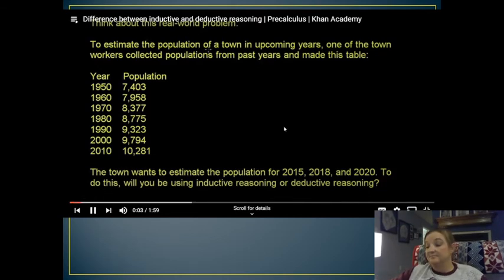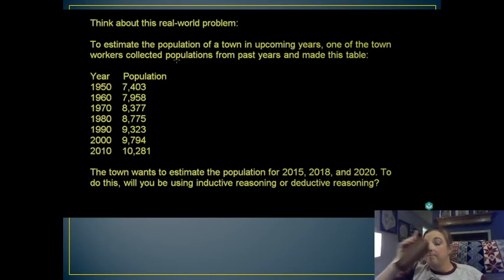Think about this real-world problem. To estimate the population of a town in upcoming years, one of the town workers collected populations from past years and made this table. So they have years starting with 1950 going up by increments of 10 years, and they figure out the population of the town in each of those years. The town wants to estimate the population for 2015, 2018, and 2020. To do this, will you be using inductive reasoning or deductive reasoning?